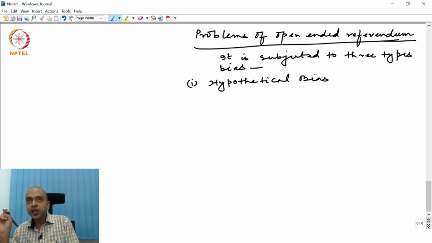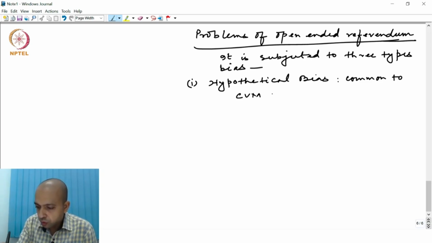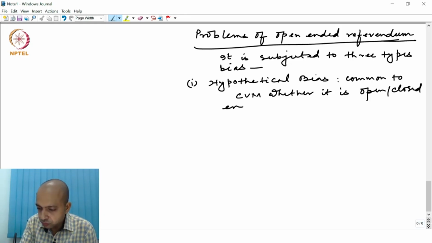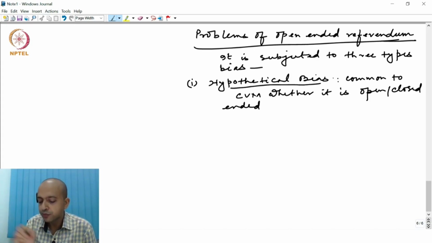So inappropriately creating the hypothetical market leads to hypothetical bias, which is common to CVM, whether it is open-ended or closed-ended. So that is common, the hypothetical bias. Then the second one is called strategic bias.